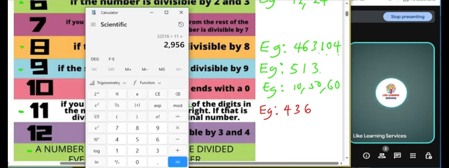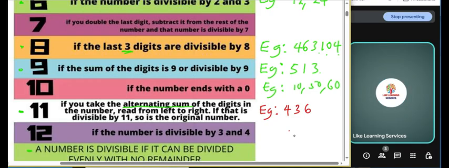Let me bring up another example: 32516. This is how we know if it is divisible by 11. Find the alternating sum. The alternating sum is alternate between minus and plus. For instance, 3 minus 2, 1 plus 5, 6 minus 1, and so on.